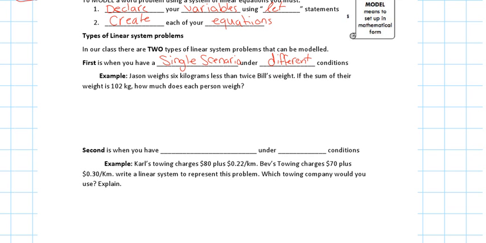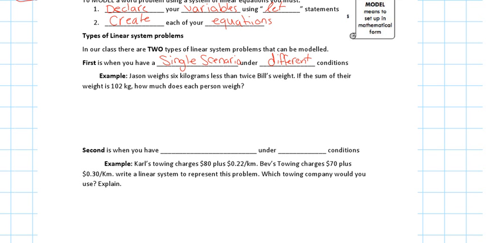Okay? So let's read that question right there. So Jason weighs 6 kilograms less than twice of Bill's weight. If the sum of their weight is 102 kilograms, how much does each person weigh? So in this case, I have a single scenario which is between Jason and Bill, and I'm comparing Jason and Bill together, right? I'm comparing Jason's weight to Bill's weight, and I'm comparing how much they weigh together, okay?